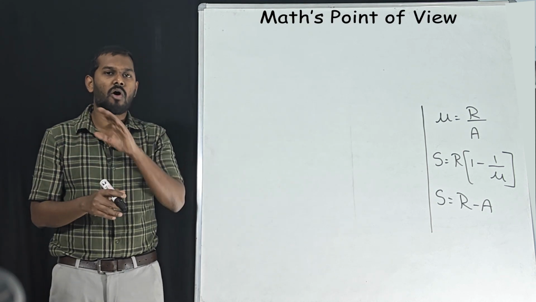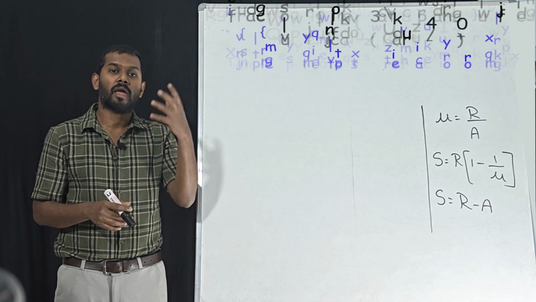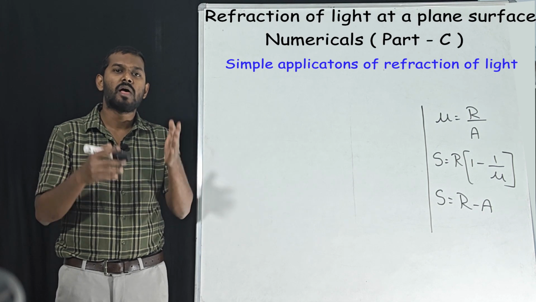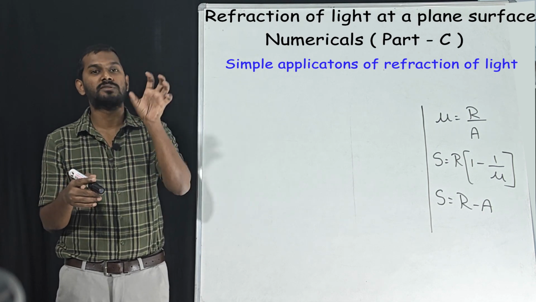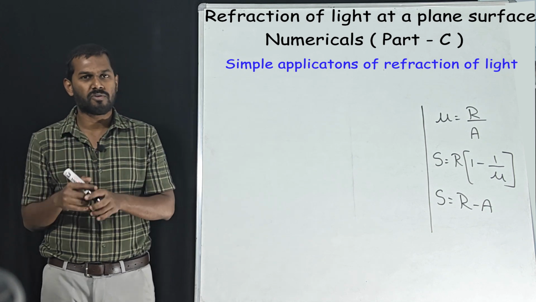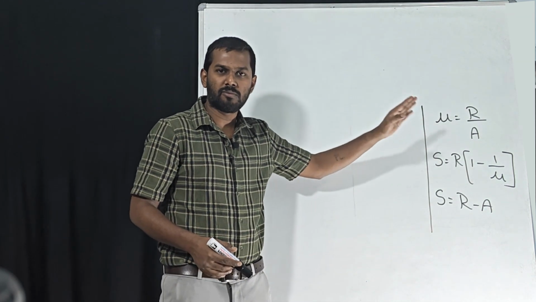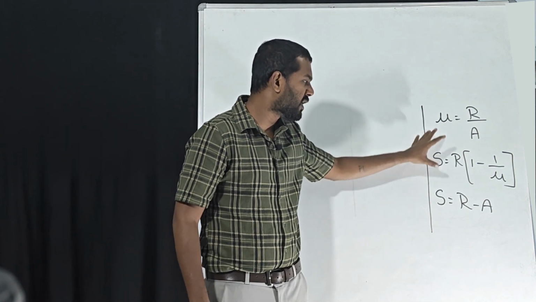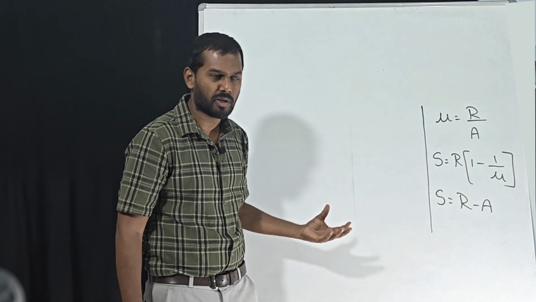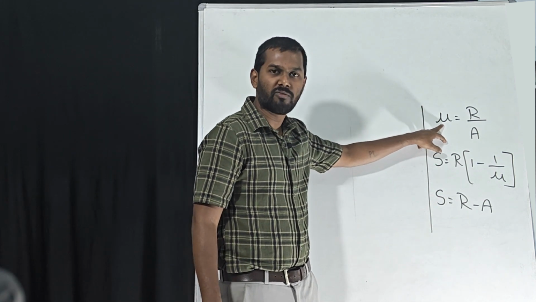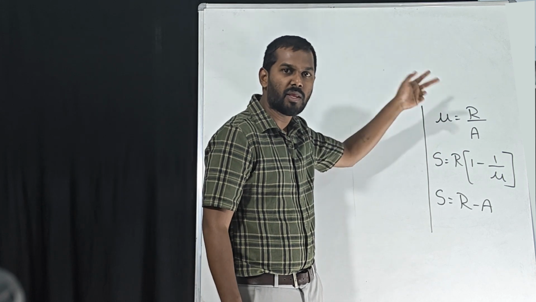Today we are going to solve all the numericals in your textbook from the chapter Refraction of Light, the two parts. See, simple application of refraction of light. So in that, we are going to learn real depth, apparent depth, shift and all. These are the formulas we require to solve all the numericals. See, this is the symbol for refractive index. We already know this from the beginning of this chapter.